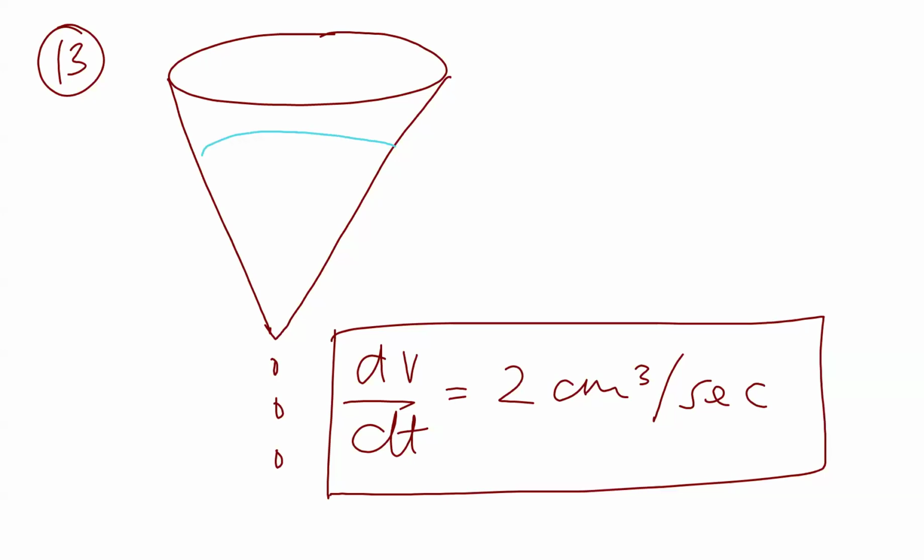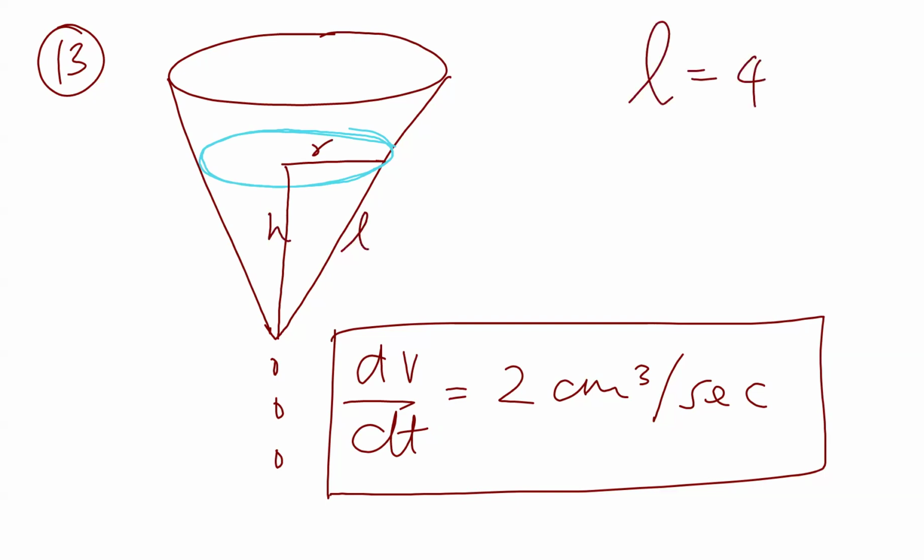Okay, so now see, this is the water level initially. So this is initial R, initial H, and initial L. So initial L is equal to 4 centimeters. That's given in the problem.